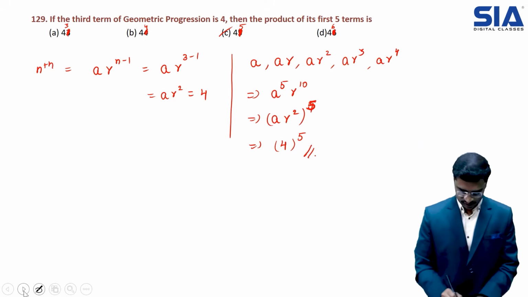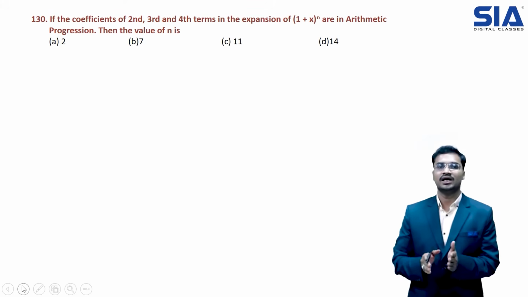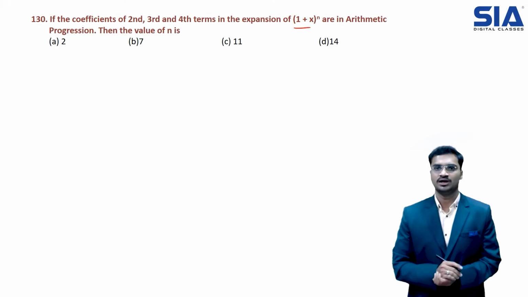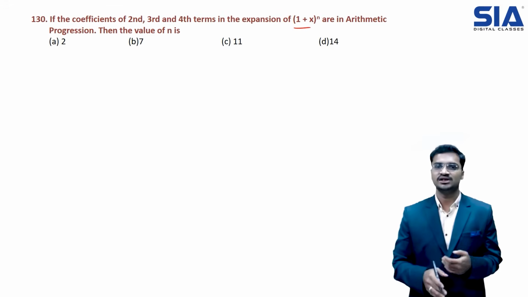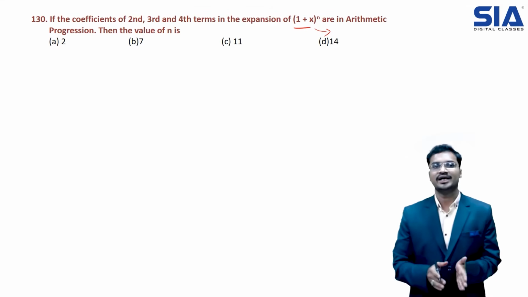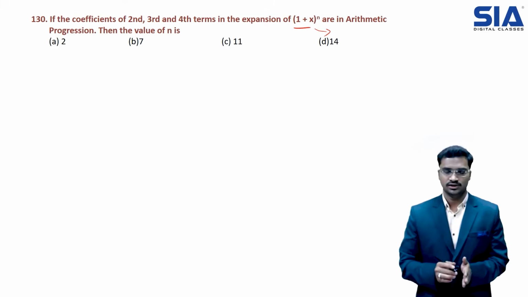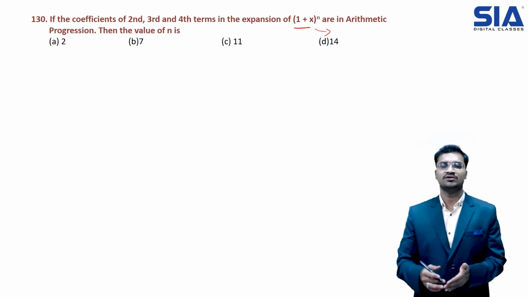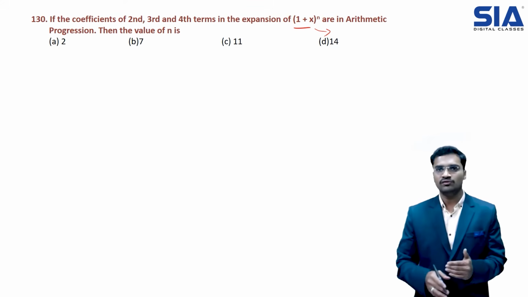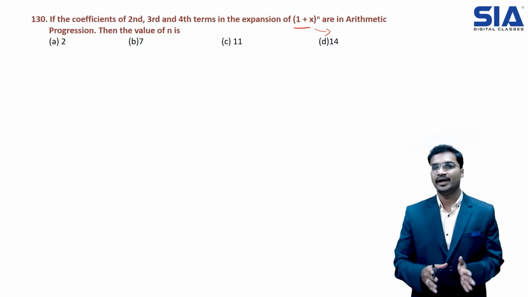Now coming to the next question, which is: if the coefficients of second, third and fourth terms of an expansion of 1 plus x whole to the power of n are in arithmetic progression. He is saying that after expanding this expression, the second, third, fourth terms are in arithmetic progression. So let us see. If we try to solve this question in a basic method, then it will take a lot of time. What we will be doing is writing the coefficients of binomial expansions.